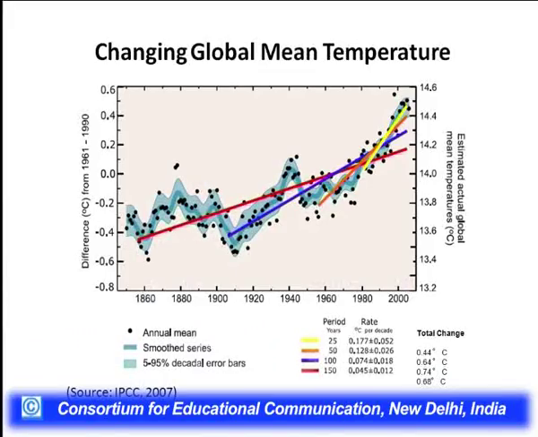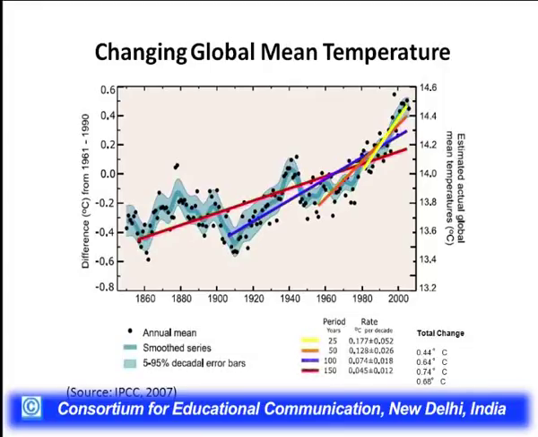Now, I would like to take some of the important signs and signals we are getting, particularly in the form of climate change. Changing global mean temperature, you can see this through the diagram. I have taken the IPCC data, Intergovernmental Panel on Climate Change, 1860 to 2000, and you can see the rapid increase of global mean temperature we are getting.